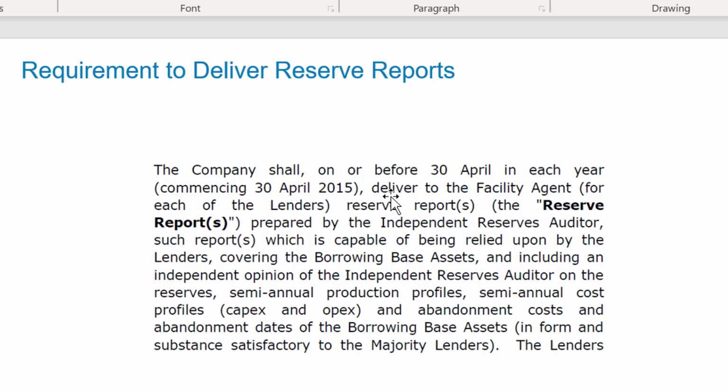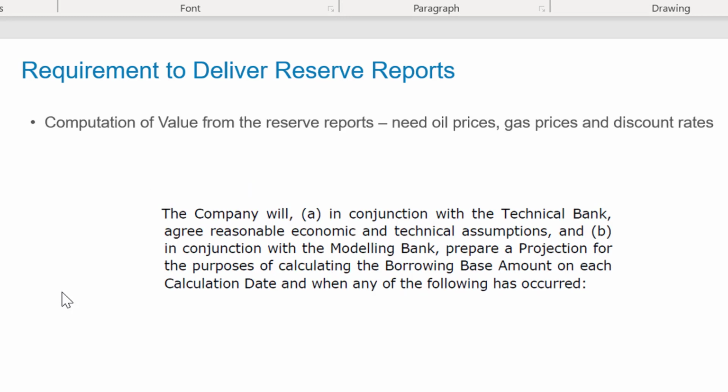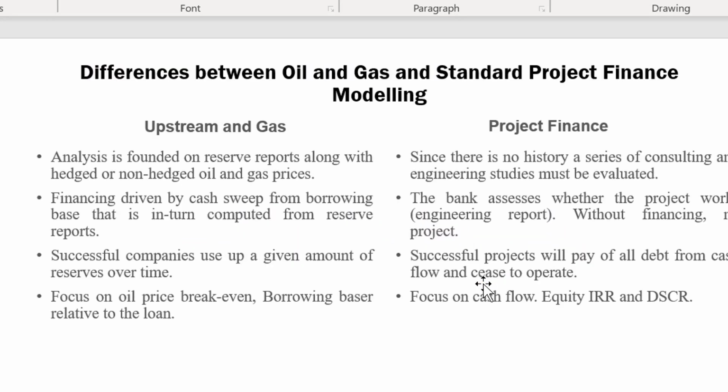A reserve-based loan begins with reserves. Here's part of the term sheet: you have to deliver the reports by an independent engineer. When I'm finished with this, before we look at our model, we'll look at some examples of reserve reports. Then when they deliver the reports, the modeling bank prepares a projection, and you have to agree on things like discount rates and oil prices and gas prices, because the reserve reports are driven by how many reserves you have.